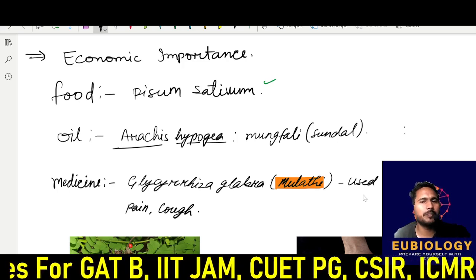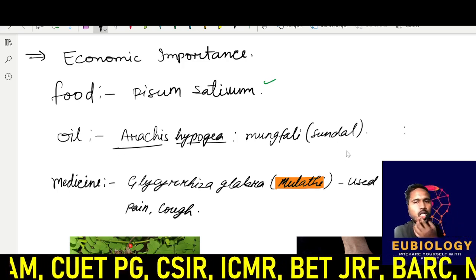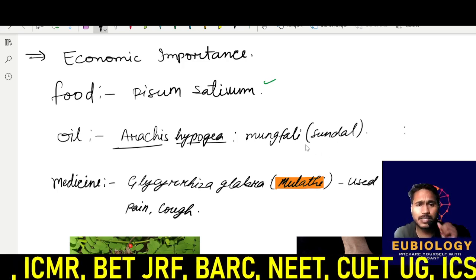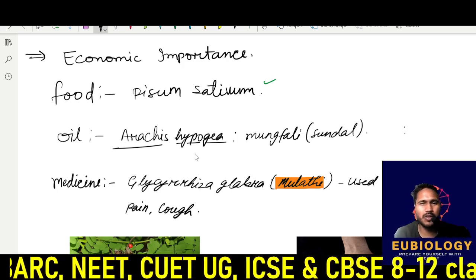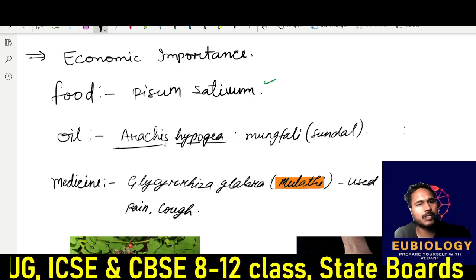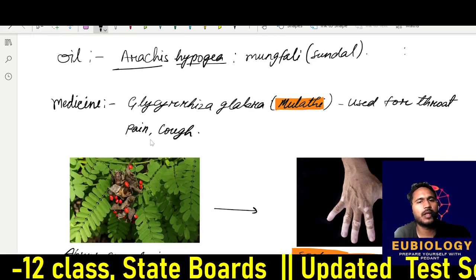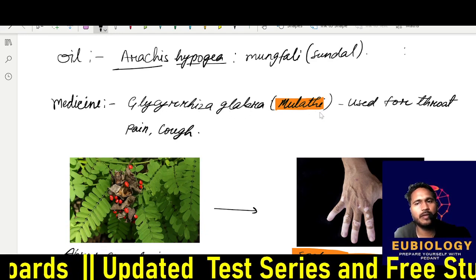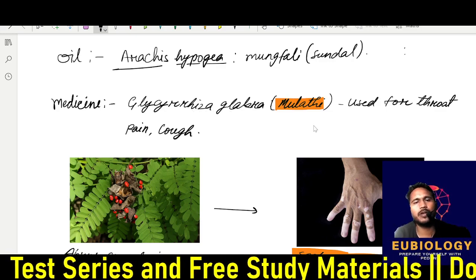It can be used as food or for oil, the mungfali or the groundnut, which is called sundal in Tamil, used for extracting oil, or it can be used as food also. The scientific name is Arachis hypogaea. For medicine, Glycyrrhiza glabra, mulethi, will be used for throat pain, curing throat pain or cough.